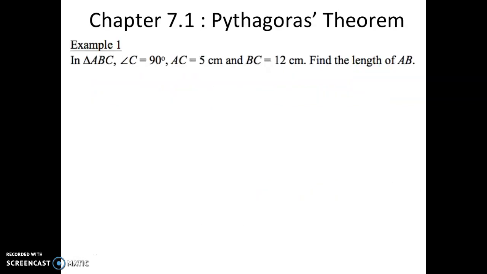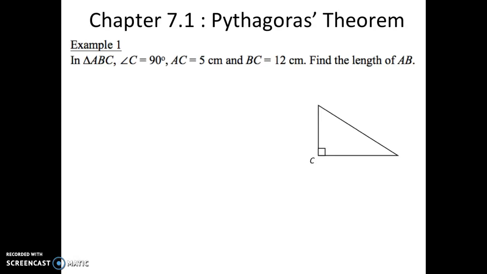In example 1, it says that in triangle ABC, angle C is 90 degrees, so we know this is going to be a right-angled triangle. AC is 5 cm and BC is 12 cm, and the question wants you to find the length of AB. Let us first draw the triangle out so that you can visualize it better first. So we have a right-angled triangle here. Angle C is 90 degrees. Hence, we know this corner is C.